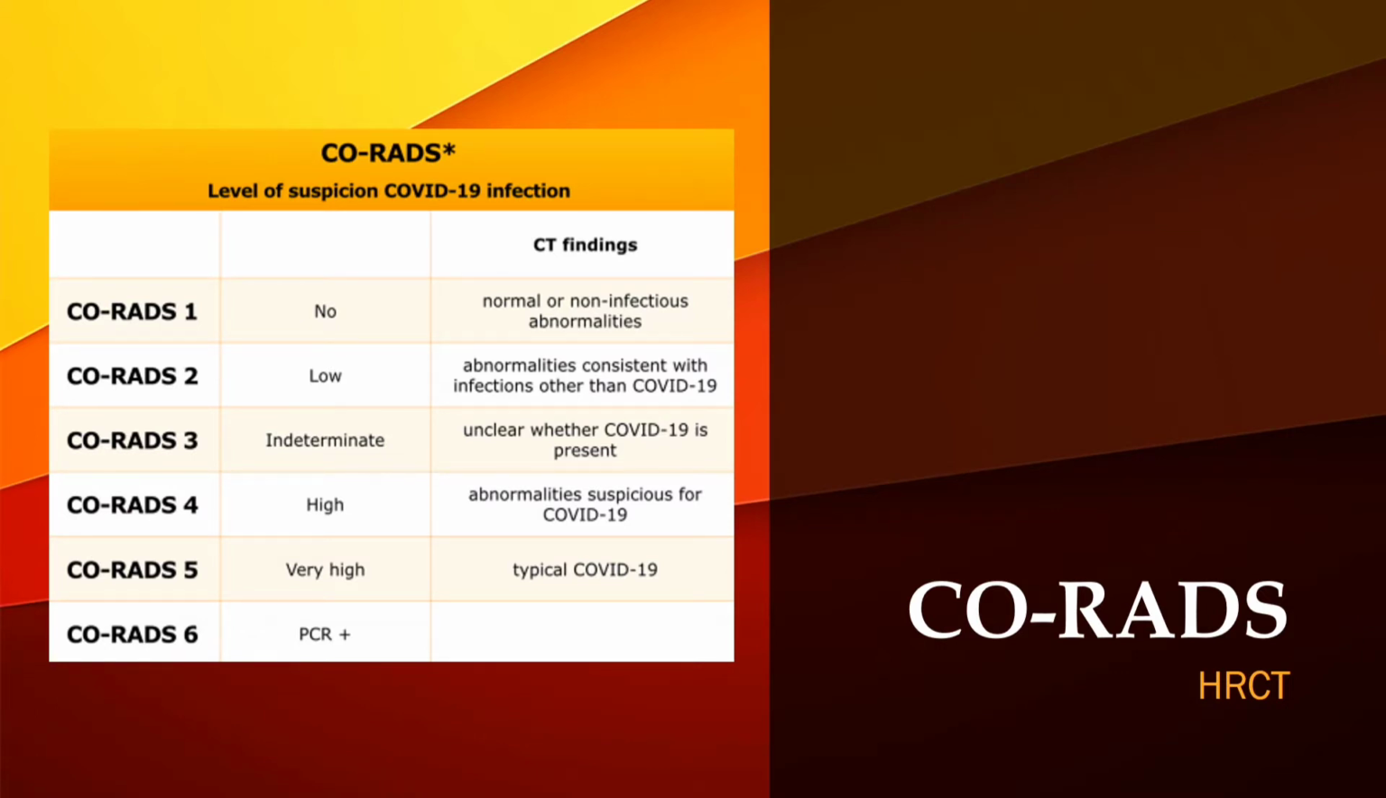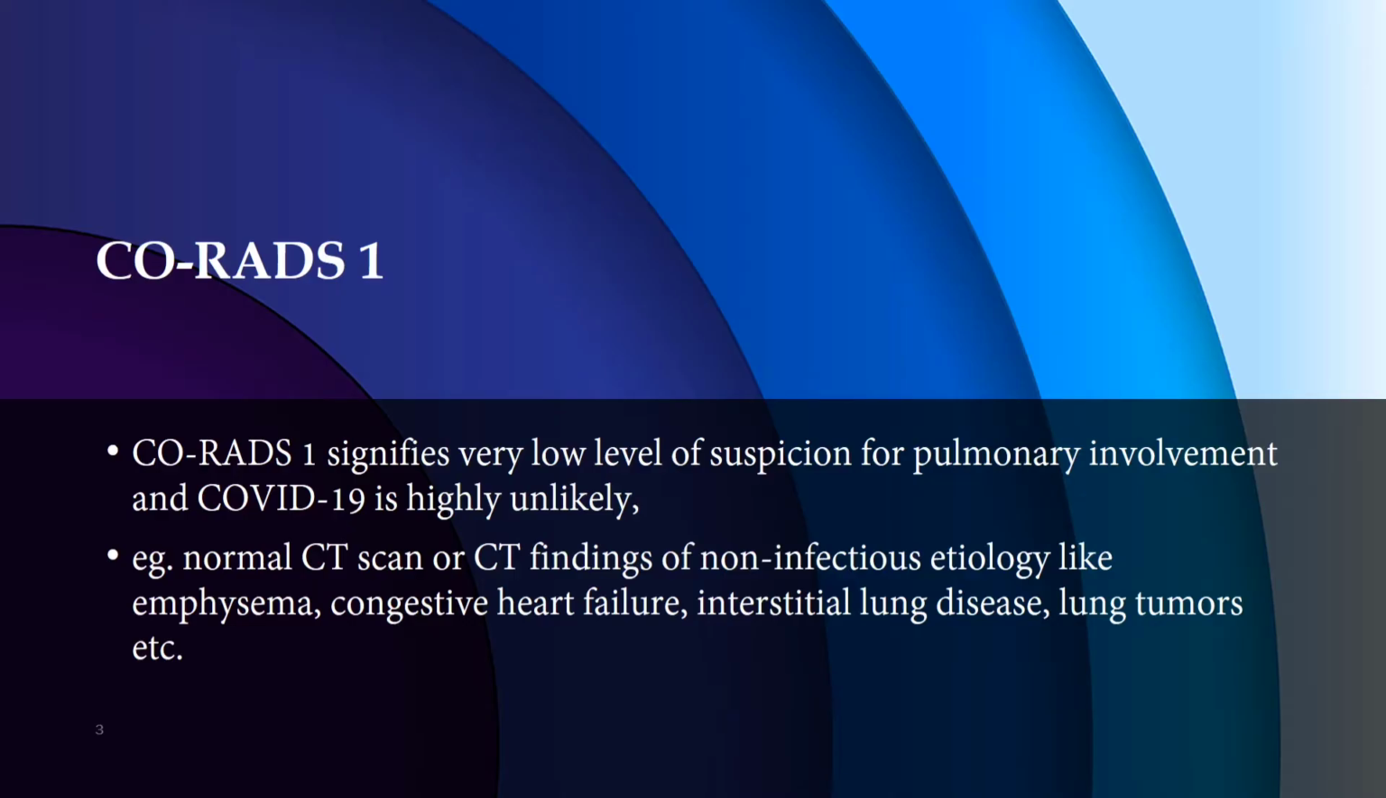The table given on the left side indicates that there are 6 scores from CORADS 1 to CORADS 6. Let us deal with them in detail. So CORADS 1 signifies a very low level of suspicion for pulmonary involvement, and COVID-19 is highly unlikely. Examples: normal CT scan or CT findings of non-infectious etiology like emphysema, congestive heart failure, interstitial lung disease, lung tumors, etc.